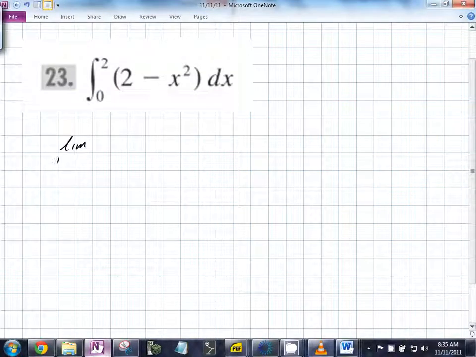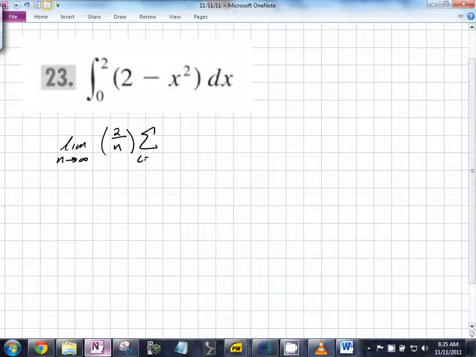Limit of n going to infinity of the width, right? The width stays the same. What is the width going to be? 2 over n times the summation of i equals 1 to infinity, correct? Well, I always do that. I'm sorry, it always goes from 1 to n. I did that yesterday too. It's going to infinity, it's not quite the same. Of what? The function.